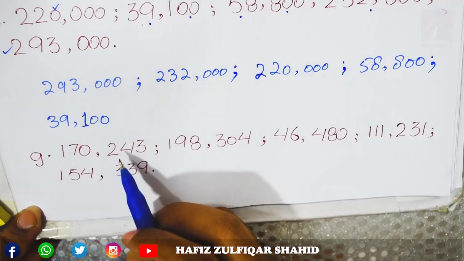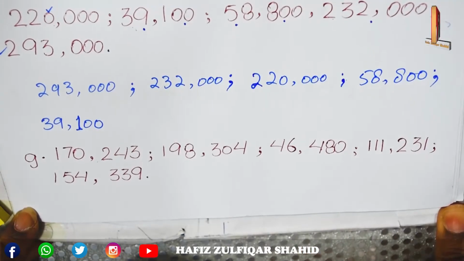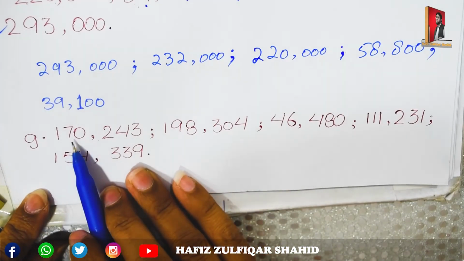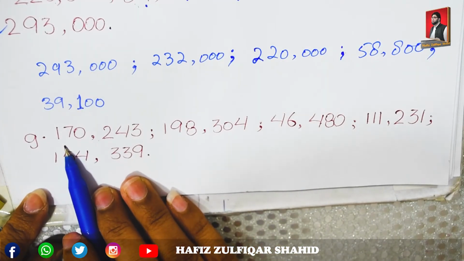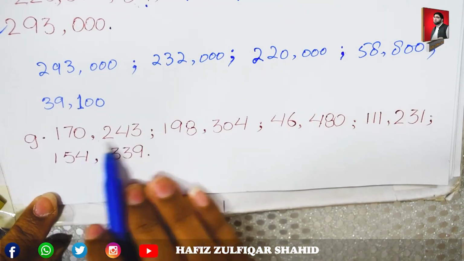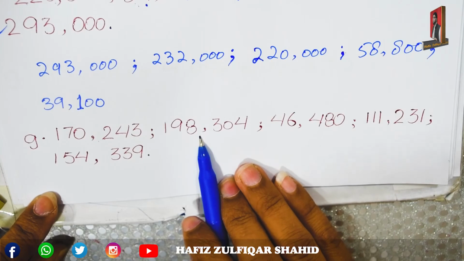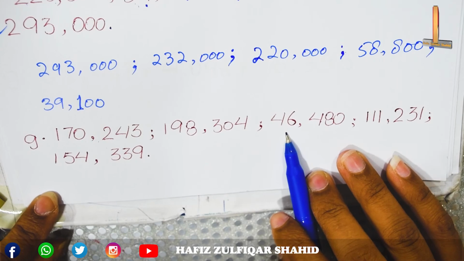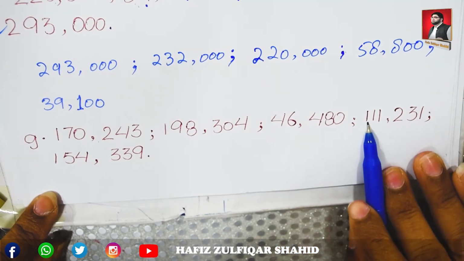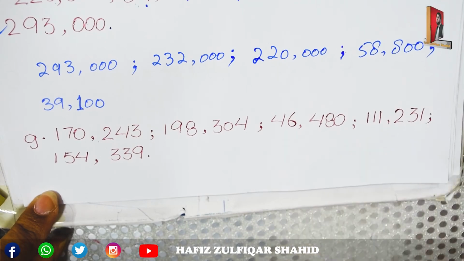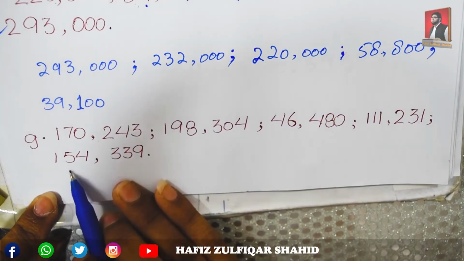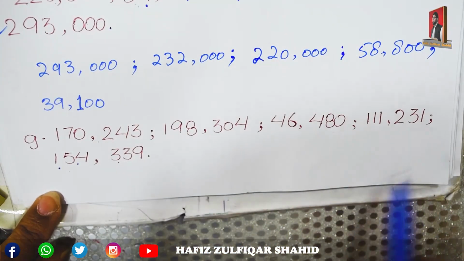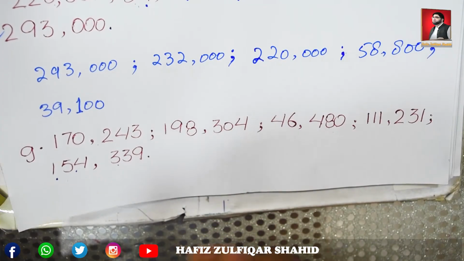Let's have another practice of comparison according to descending order. Here we have a bunch of values, and the first value is 170,243. Second one is 198,304. Third one is 46,480. Fourth one is 111,231. The last one is 154,339. Now compare all these and let's find out the largest one.